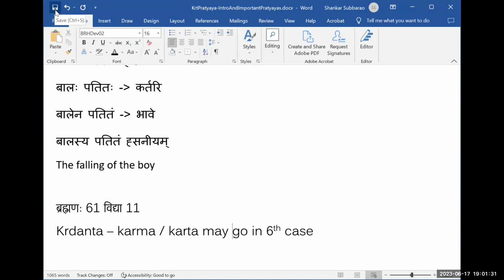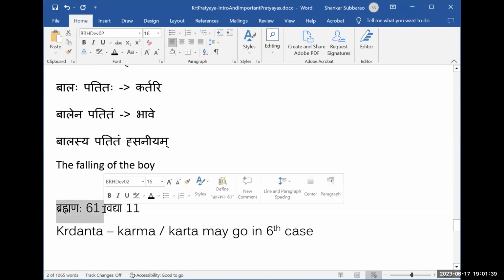All right. But the important point for us is what? Here we saw the agent is in the sixth case. Here also we saw the object is in the sixth case. And in some other cases, it can go in the third case also. So we have a lot of funny things. What we have seen so far of cases is basics. We have not seen everything. So we have a lot more to look at. So what should you do? Keep your minds open. Don't think this is all there is to it.